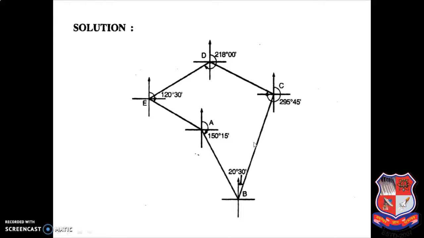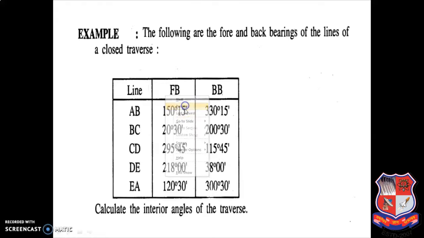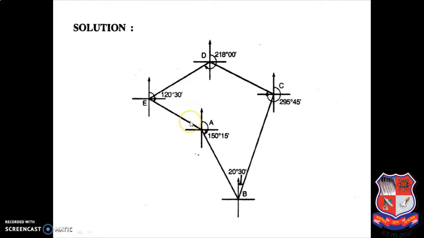So how will you draw this traverse? You have to draw it on a rough scale. No need to draw this traverse to scale. When you draw this traverse, you have to use all the forebearing readings or all the back bearing readings, either one. So for drawing this traverse, I will use all the forebearing readings.